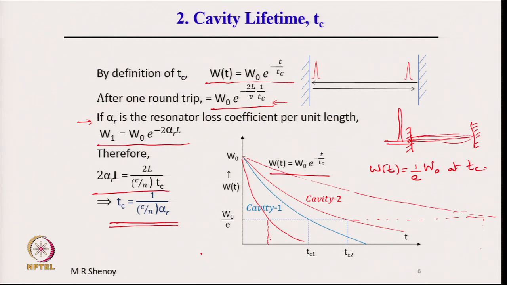T c is equal to 1 divided by c by n into alpha r. The velocity v we have written as c by n, where n is the refractive index of the medium. The point is, the first parameter, resonator loss coefficient, and the second parameter, cavity lifetime, are related.